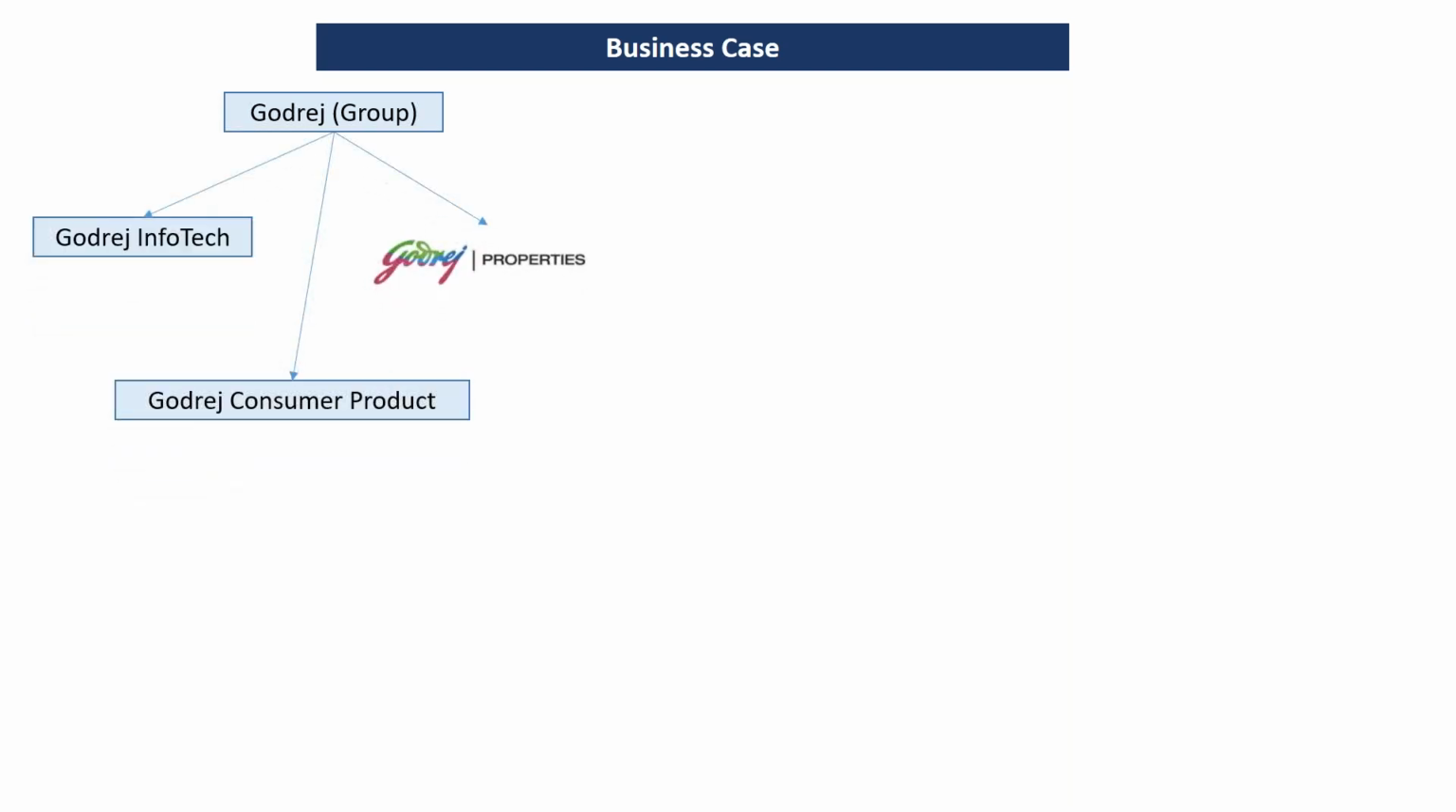Further going forward, let me explain one business case so that it will help us to map the business process here, and we can correlate the creation of the portfolio structure in the same form. In my previous examples also, I have taken this example, the Godrej Group, which is having three subsidiaries. First is Godrej Infotech, then Godrej Consumer Products, and then Godrej Properties.